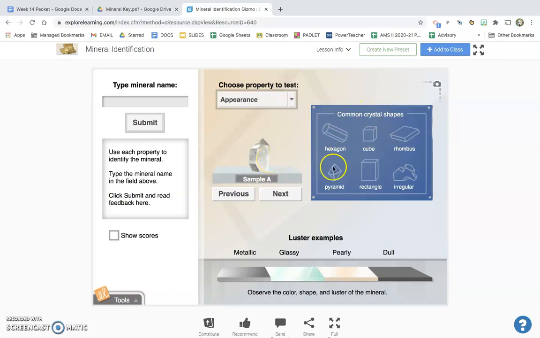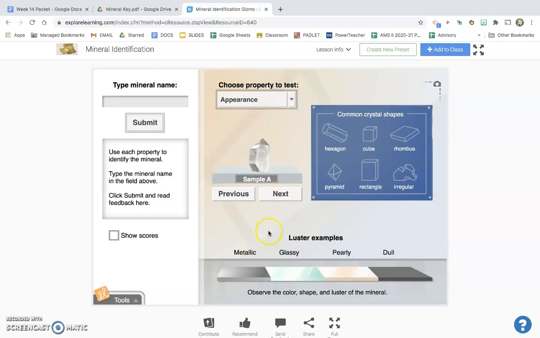So you're going to look at these 6 choices over here and decide what you think the shape of this crystal is. Is it hexagon, cube, rhombus, pyramid, rectangle, or irregular? Sometimes this is a little bit difficult, but try your best. So this one would actually be more like a hexagon, maybe irregular. Sometimes it's classified as both.